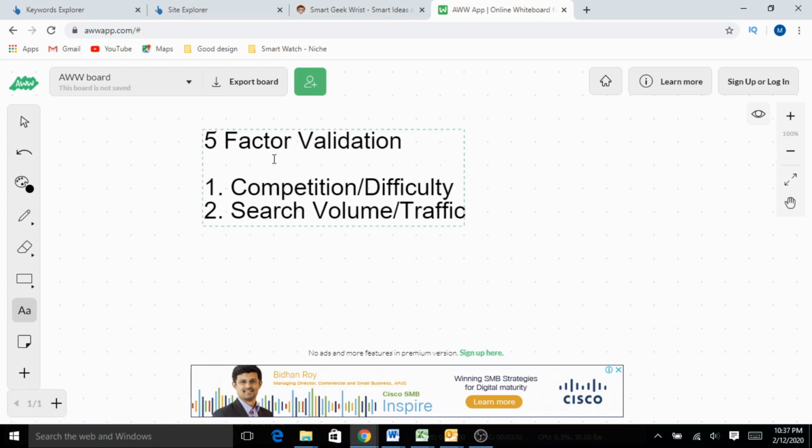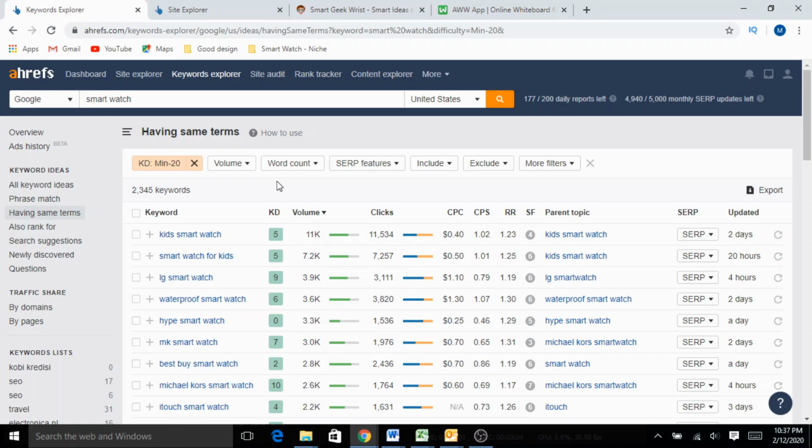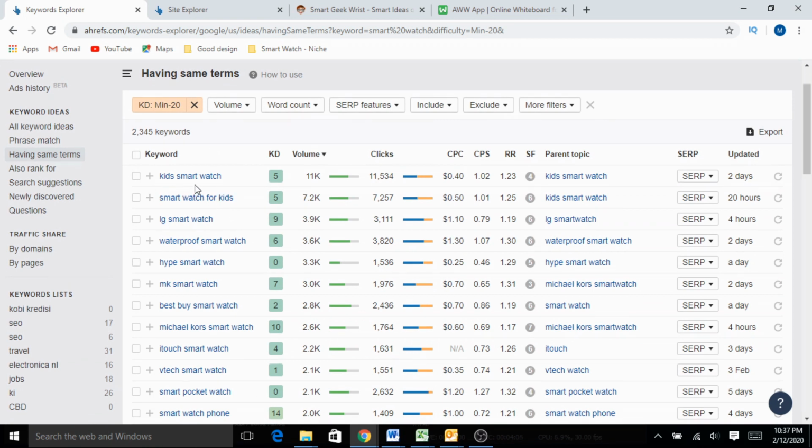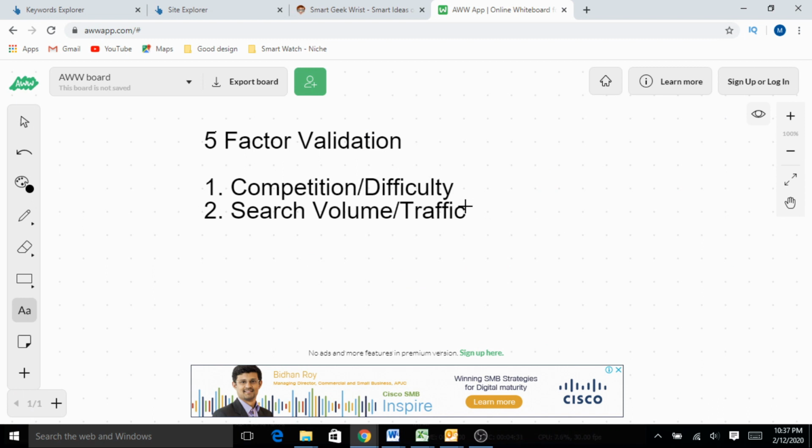Now let's look into the search volumes. The second validation we normally do is whether, for the keywords with less than 20 difficulty, we have enough search volume. If you see here, kids smartwatch has about 11k, then smartwatch, I think these two are associated, then waterproof watch, then hype smartwatch. The volumes are decent. I don't say extraordinary. These are 11k, 7.2k, 2.8k. I think the volumes are decent enough to write the content. So it also passes the second validation.